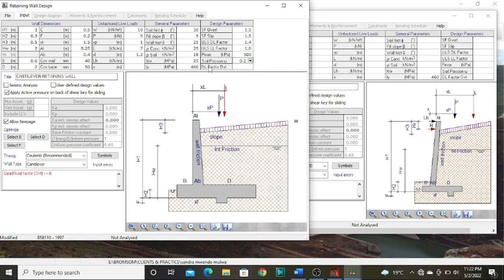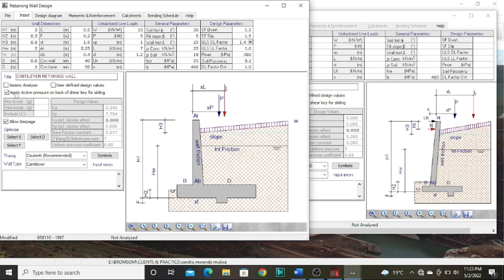Also, we have the dead load factor for overturning. You realize we have the soil and the wall. Therefore, this is where we enter our factor for overturning. And in this case, I normally prefer a factor of 1.0, but also it depends on the conditions of the wall you are designing. Having done all that, we also had an input in the title.